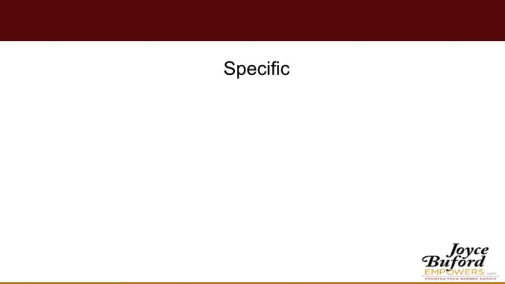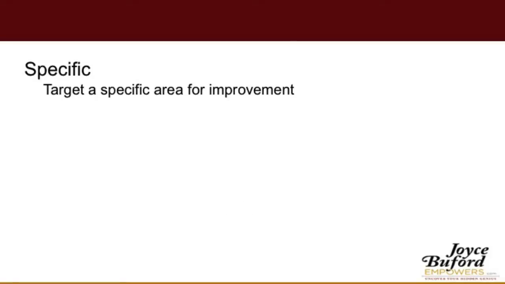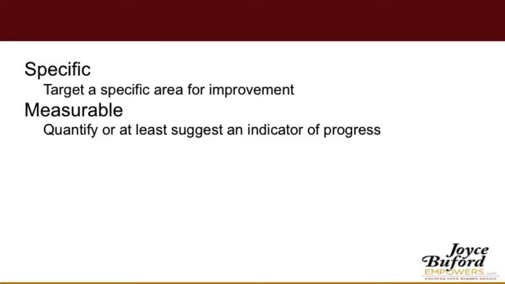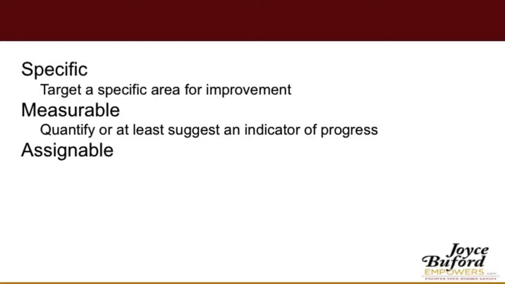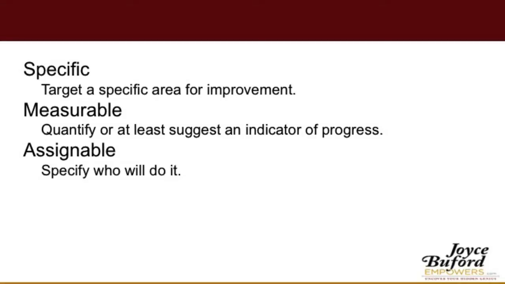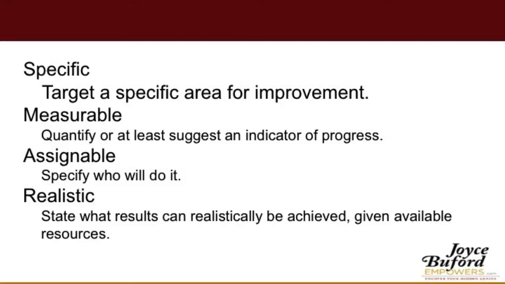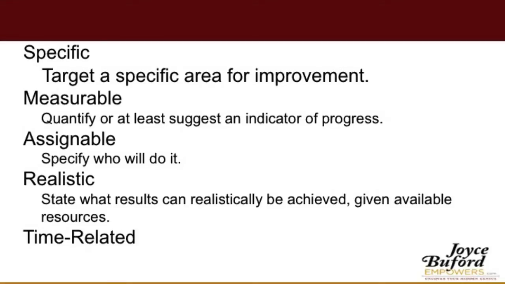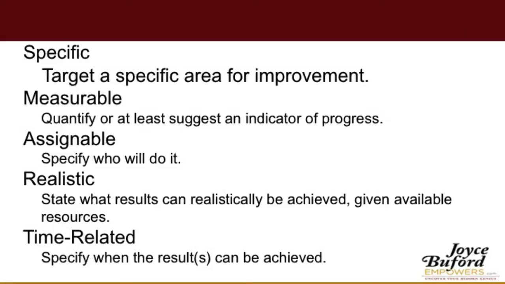Now specific, you target a specific area for improvement. Measurable, you qualify it, or at least suggest an indicator of progress. Assignable, you specify who would do it. Realistic, state what results can realistically be achieved given available resources. Time-related, specify when the results can be achieved.